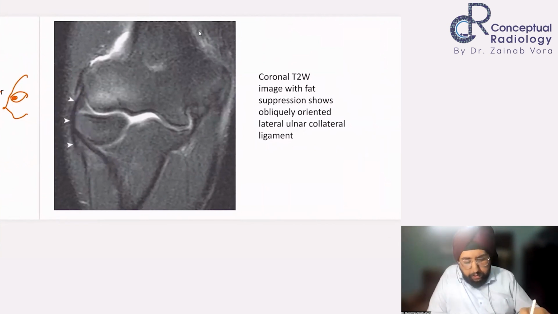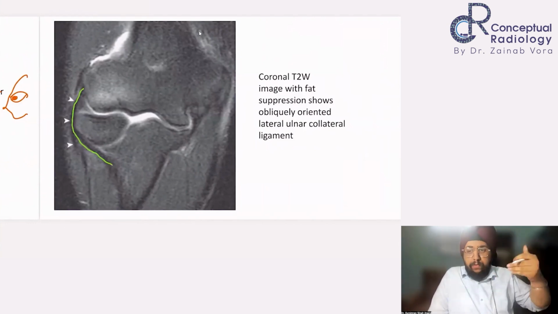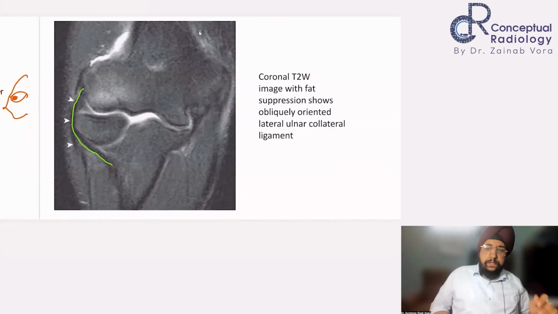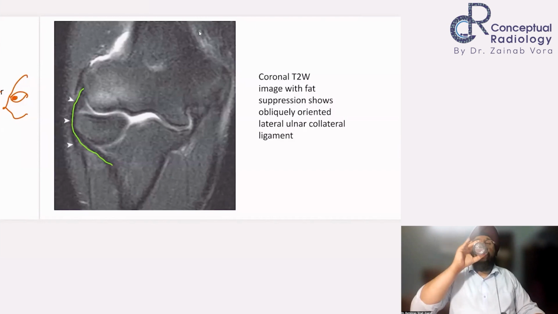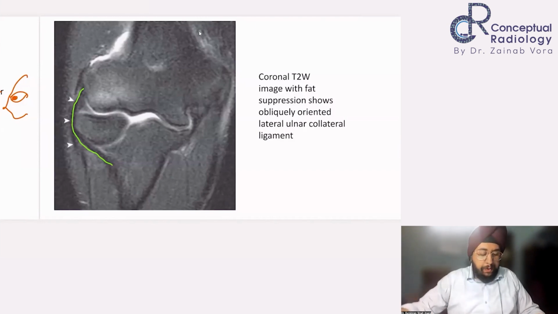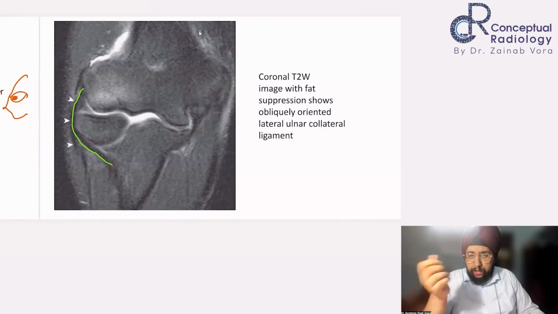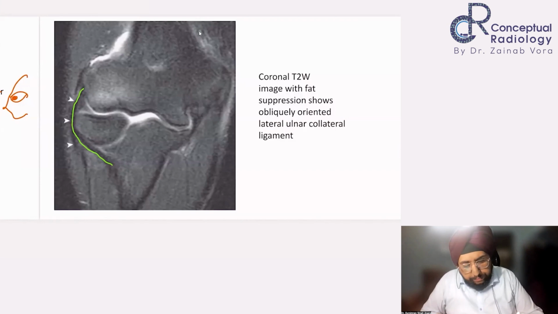This is a coronal tilted image. This is obliquely oriented. That is why you are able to see the whole of this LUCL in a single image. Otherwise, if you have true coronal images, you will have to move through multiple sections to see it. That is why the coronal oblique images are preferred for the LUCL, and the angle of tilting is 20 degrees.